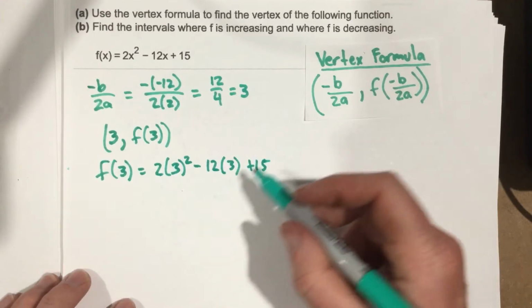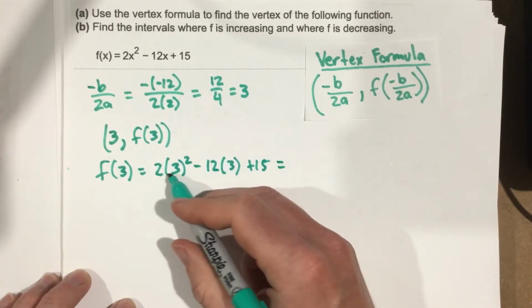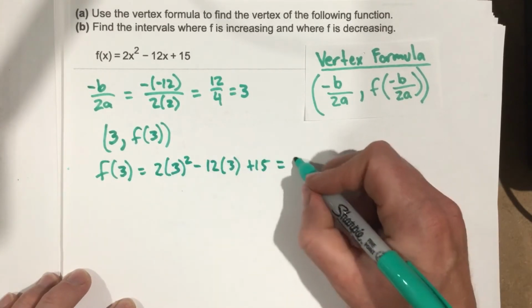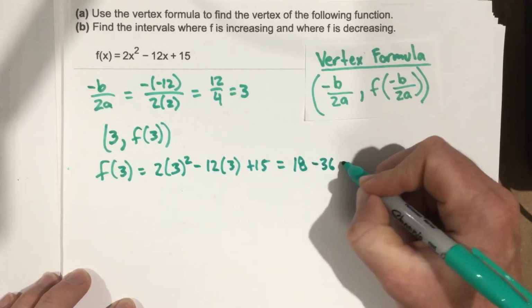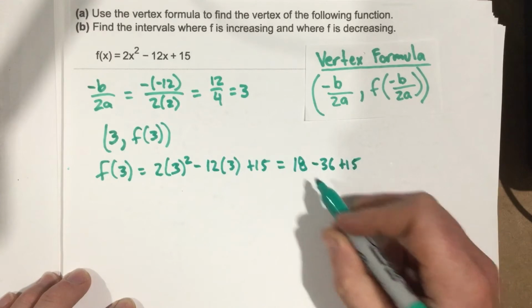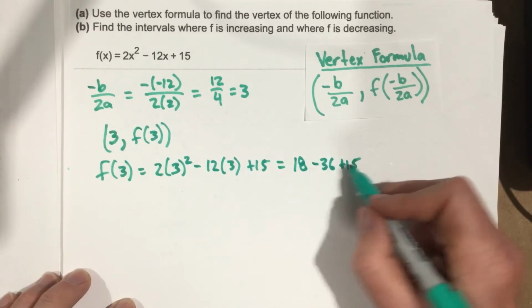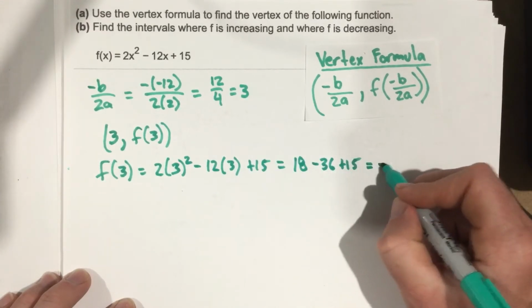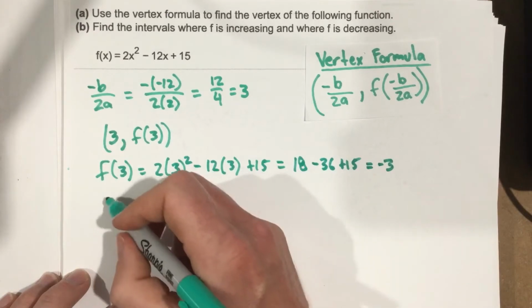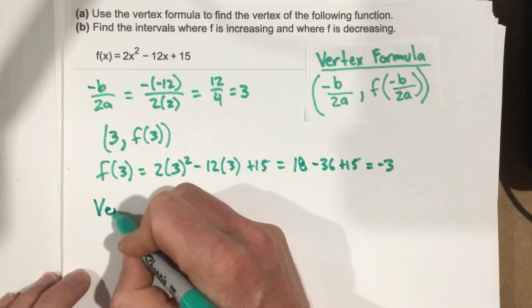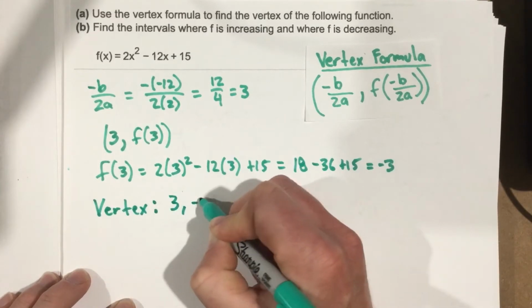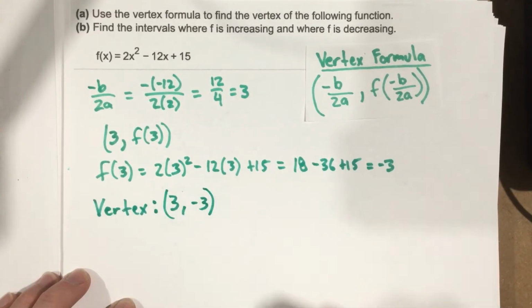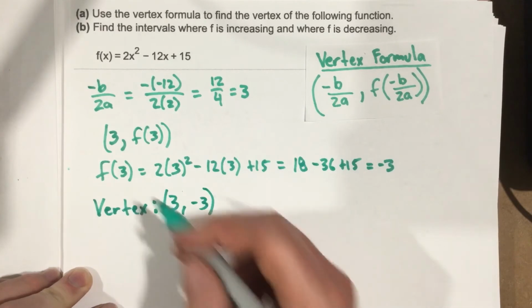So we go ahead and evaluate that. That's 9 times 2, which is 18, minus 36 plus 15. This gives you negative 18 plus 15 is negative 3. So our vertex is 3 comma negative 3. Now, that's part A.